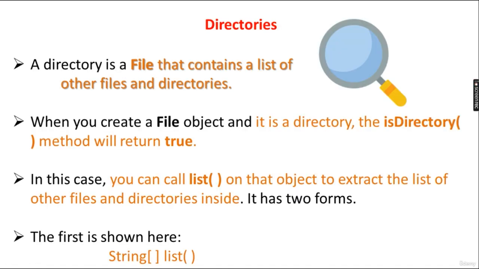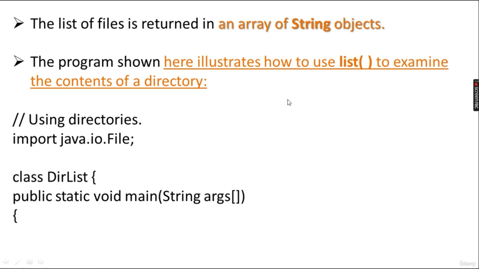Next is directories. A directory is a file that contains a list of other files and directories. One directory can have a list of files and directories. Second, when you create a file object and it is a directory, isDirectory will always return true. You can call list on that directory object so that you can get the list of all the files and directories inside. It will return an array of strings, so you will have all the directories and files available inside that.